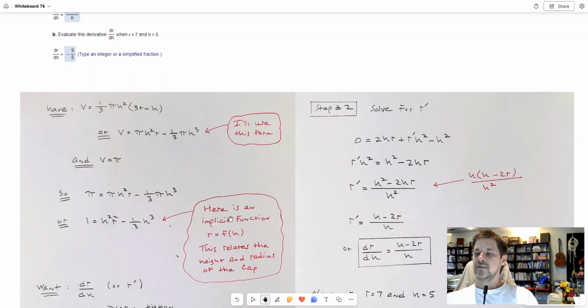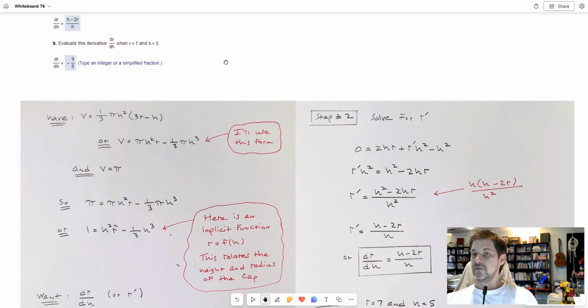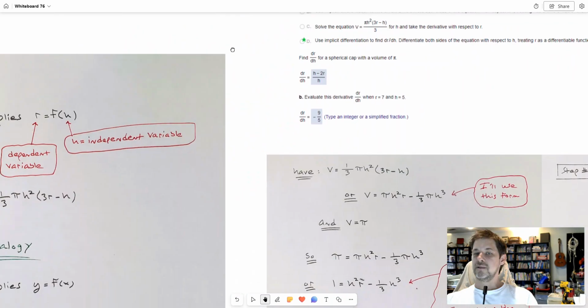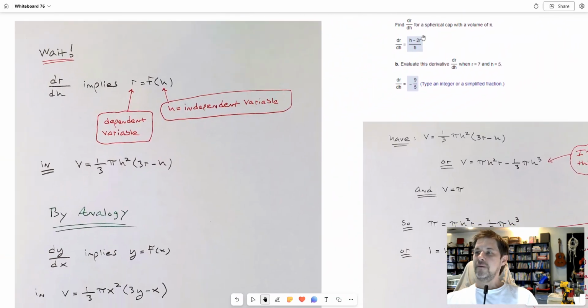Now, why do I say it's an implicit function, r is a function of h? Well, it's because of this. I'm being asked to find this derivative, the derivative of r with respect to h, or you could say the instantaneous rate of change of the radius with respect to the height. Now, that derivative being the subject of this question implies that the radius is a function of the height, meaning that the height is the independent variable and the radius is the dependent variable. That's what we mean.